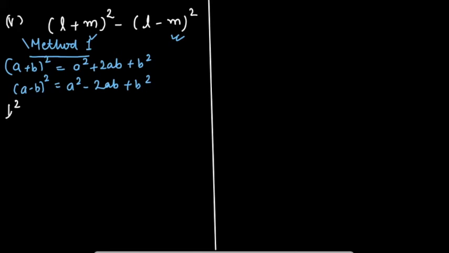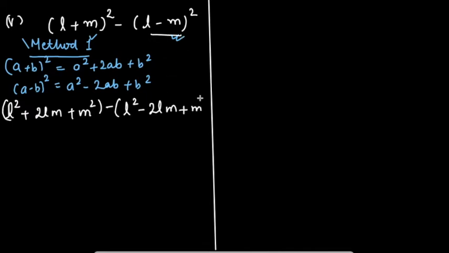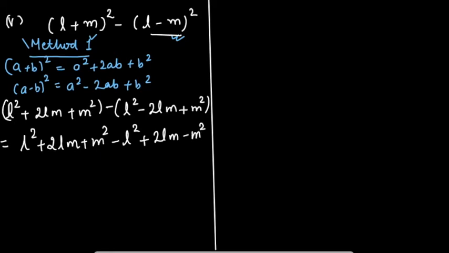l² + 2lm + m² in your first bracket, minus (l² − 2lm + m²), because it is in the form of (a − b)², right? Now let's open the bracket. Whenever there is a minus sign outside the bracket, we know all the signs get reversed. This becomes plus 2lm and this becomes minus m².